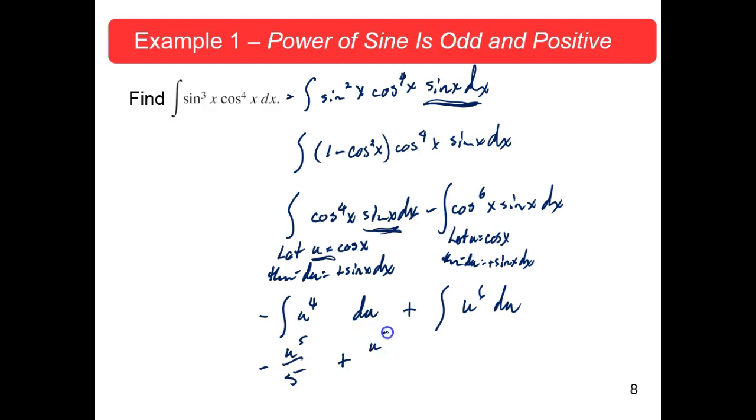U to the 7th over 7. And then you can put your plus c's out there if you want to. Go back and plug in. And remember, your u is cosine. So this would be cosine to the 7th power over 7 plus, minus, sorry, cosine to the 5th power over 5 plus c. Got it? See that?